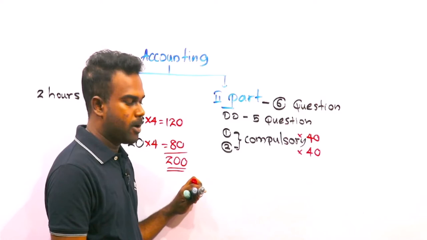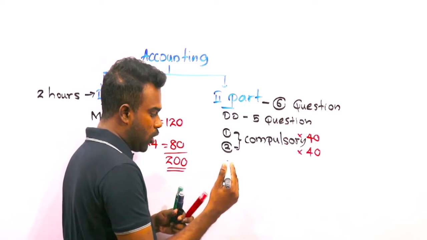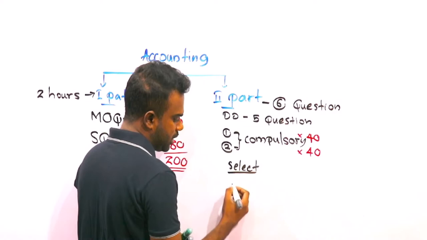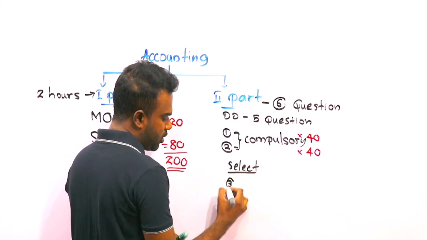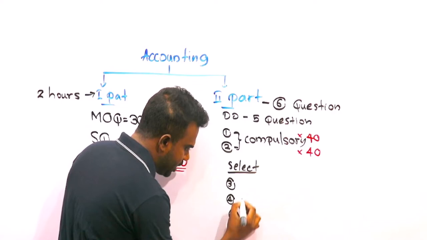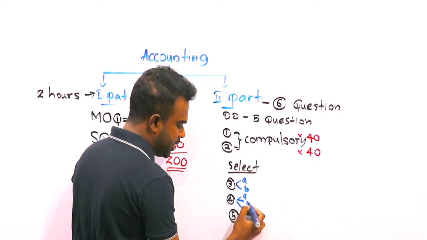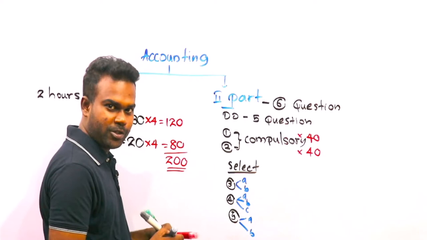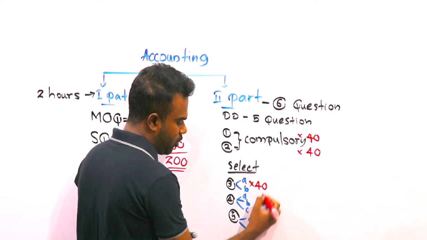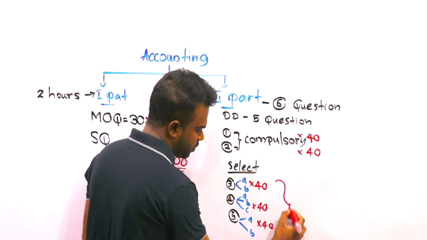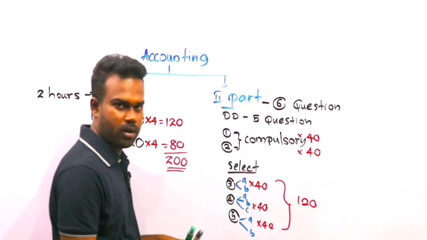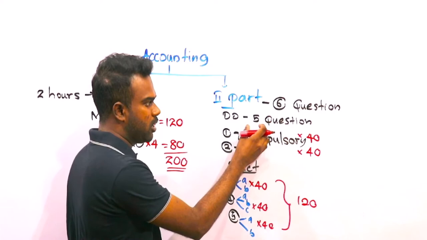Then you have to select 3 questions out of the rest. For example, you can select questions 3, 4 and 5. There are Part A, Part B and maybe Part C, or only Part A and Part B. Understood? Normally each question gets 40 marks equally. So for the selected questions, 120 marks. Then look at how much you are able to get for the 5 questions out of 6.